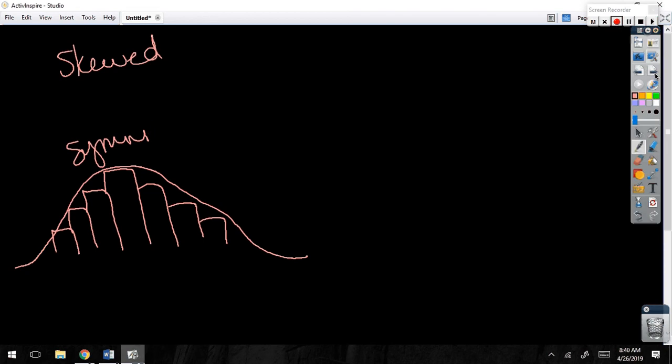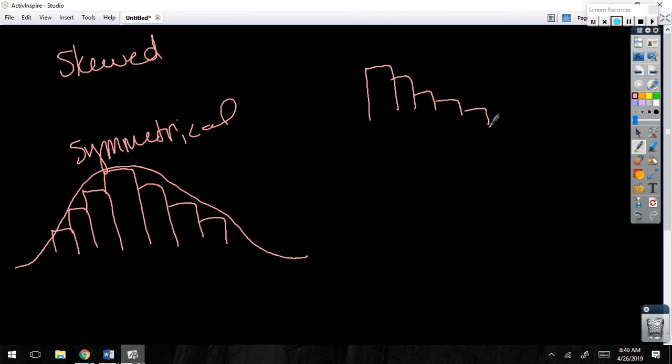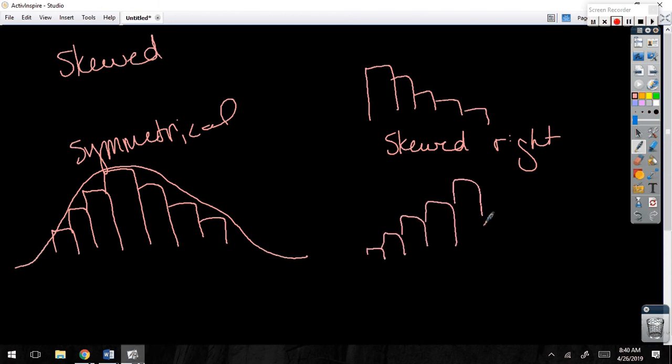It's symmetrical. When we get into the skewed, symmetrical, we're talking about the ends almost tailing off in a direction. So if it looks something like this, it's skewed in the direction that it kind of tails off to. So this would be skewed right. And this one would be skewed which way? Left. That's all it means to be skewed. Okay? Is the direction that the data is going.